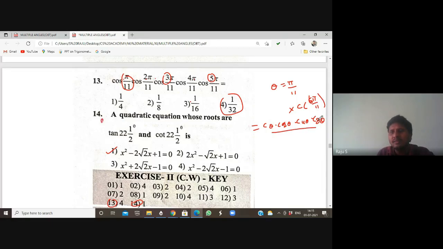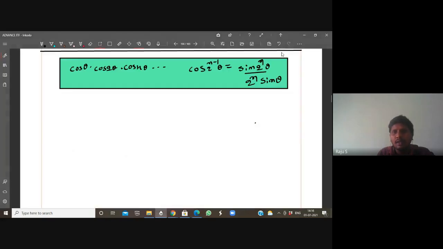Anyhow, let's see. 8 can be written as 2 cube, so cos theta, cos 2 theta, cos 2 square theta, cos 2 cube theta, where 2 cube is 2 power 4 minus 1. So in the formula, we can take up to 2 power n minus 1. Right? So, students, what is the given question? Can you tell me once?